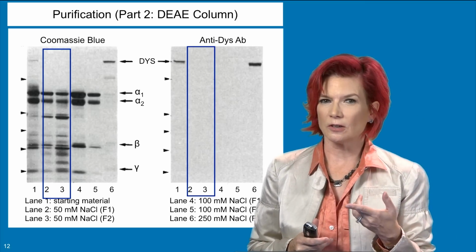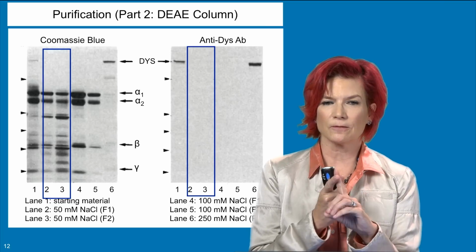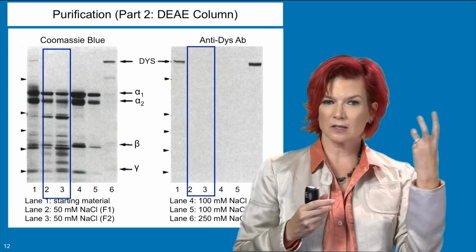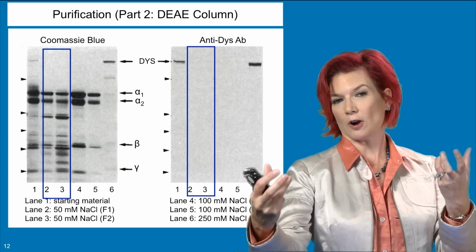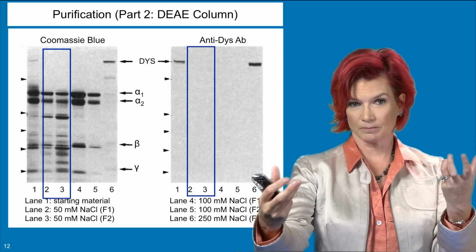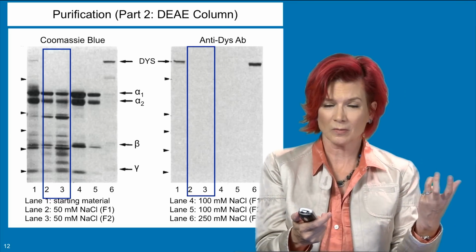But dystrophin, if you look at the immunoblot, you don't see any dystrophin. This is the first suggestion that we've separated out biochemically the calcium channel from the dystrophin protein and potentially any other proteins that could be associated with dystrophin.